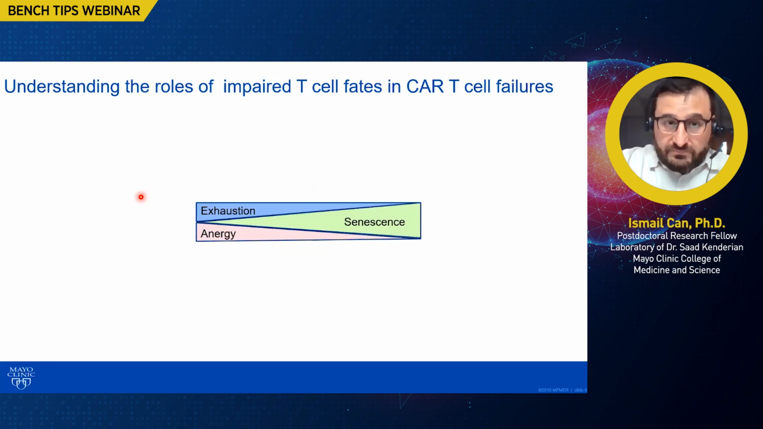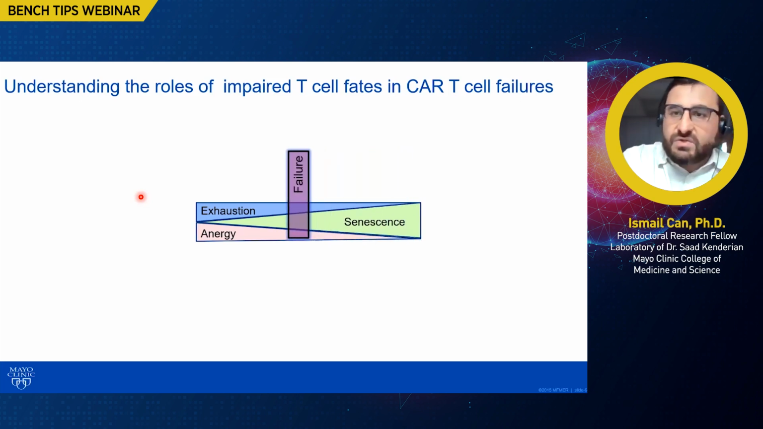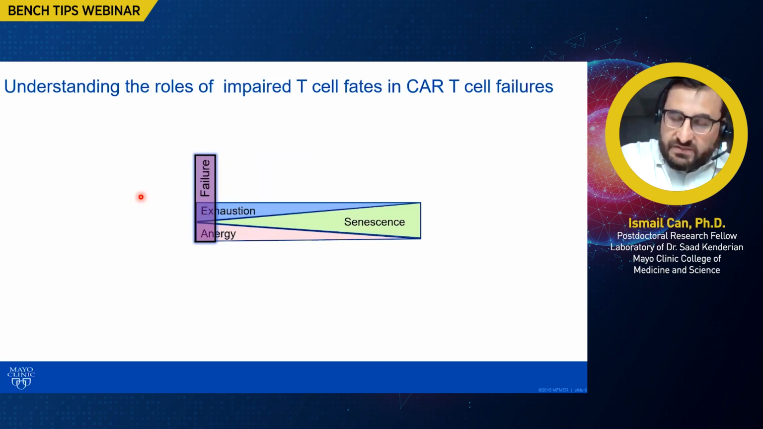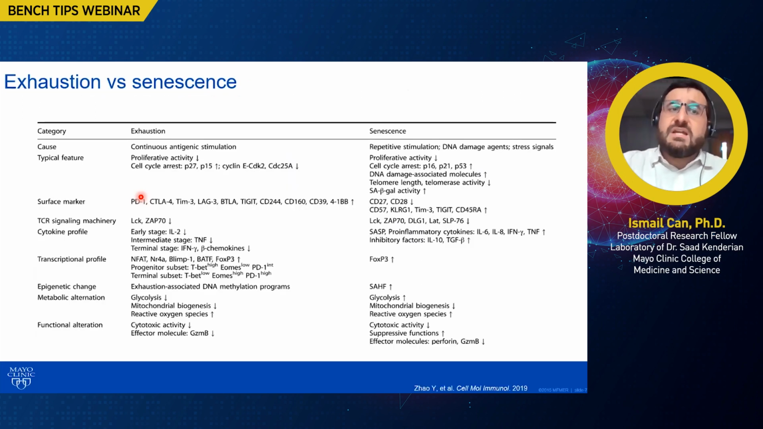And now in my research, what we are trying to understand is, if this is the failure, we don't know where this failure falls. Is it because of one of these three possible fates, or is it just a combination? That's what we are trying to understand. But before that, I would like to talk a little bit more about exhaustion and senescence.